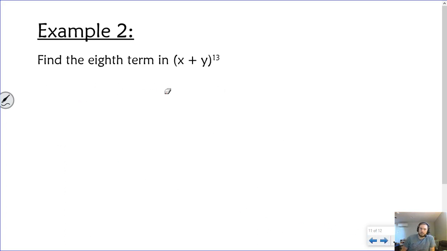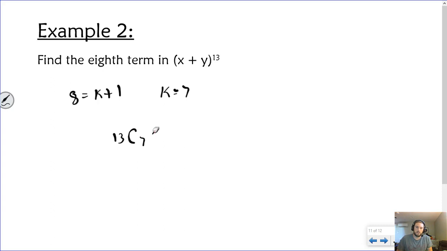So that's not the only thing that we could do with a question like this. Instead of saying to expand, I might just ask you to find the nth term, whatever term number I'm looking for. So for example, find the 8th term in this expression. So again, what I can do is say, okay, well my term number is going to be equal to k plus 1. So I'm looking for when k is 7.